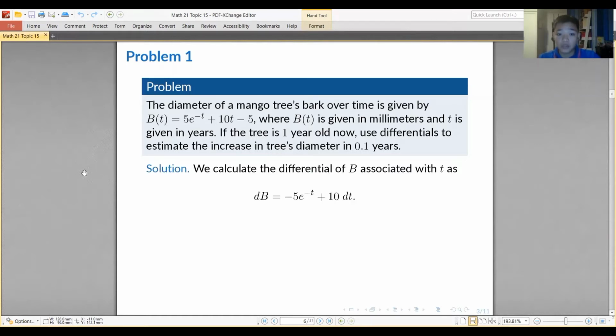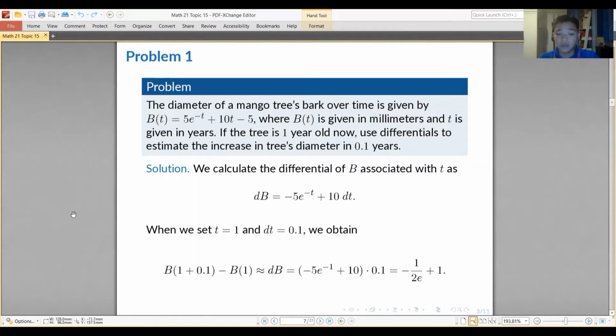So of course, we need to first find the differential dB associated with the independent variable t. So of course, looking at the formula in the previous slide, we know that we first have to find the derivative of B(t), which is -5 e raised to -t plus 10, verify that on your own, and then we multiply this entire derivative by dt, since t is our independent variable.